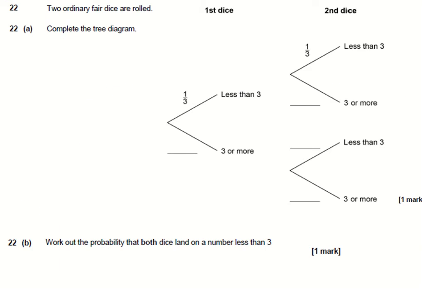Question 22. 2 ordinary fair dice are rolled. Complete the tree diagram. So for the first dice, the probability we roll a number that is less than 3 is 1/3, because the numbers 1 and 2 are less than 3 out of a total of 6 numbers, and 2 out of 6 is the same as the fraction 1/3. So if 1/3 is less than 3, the remaining 2/3 will be 3 or more.